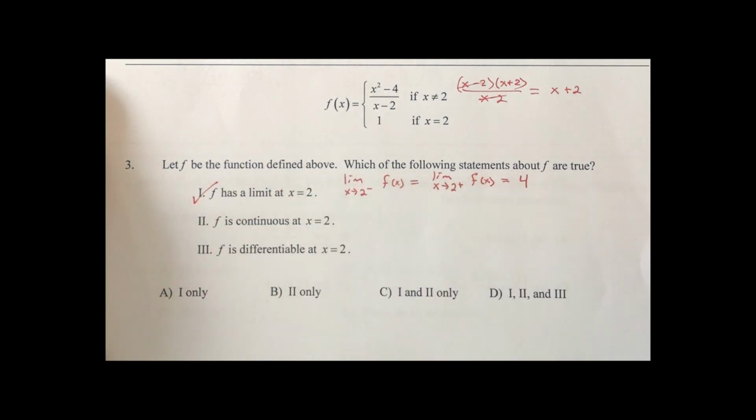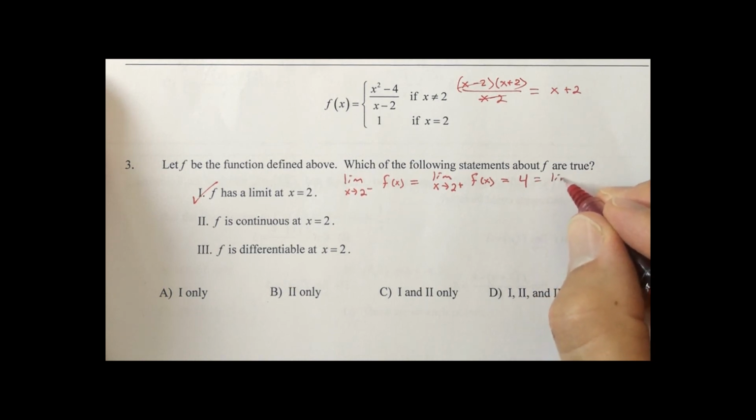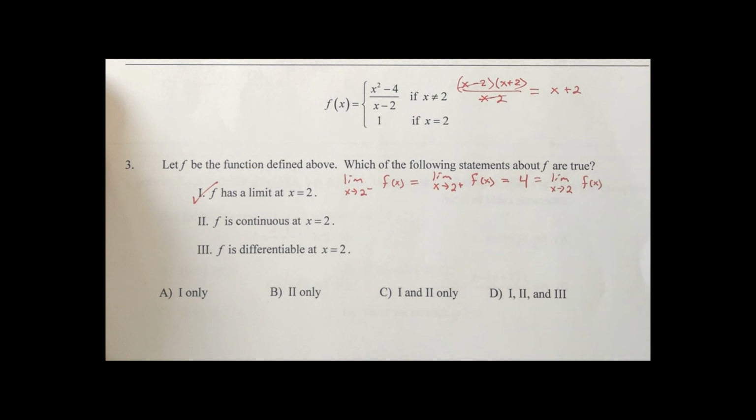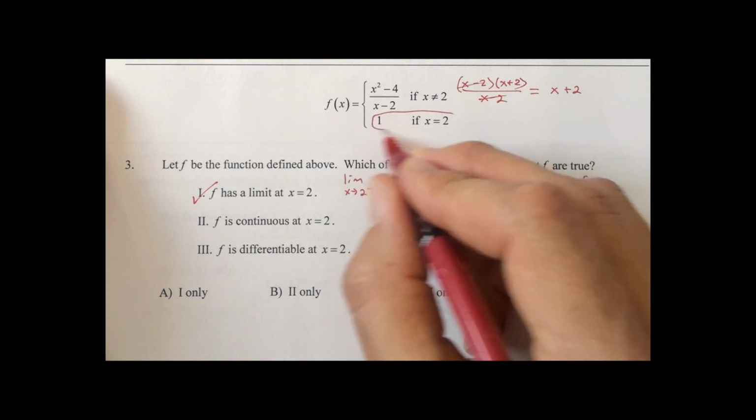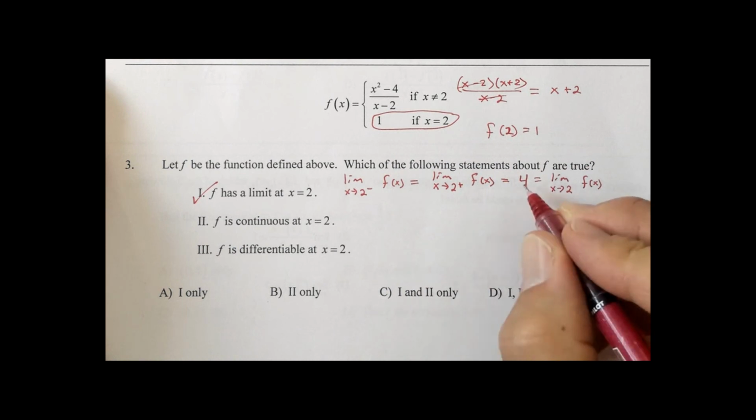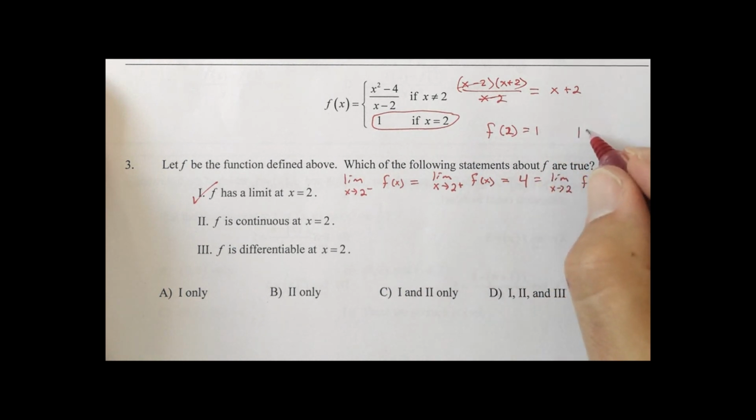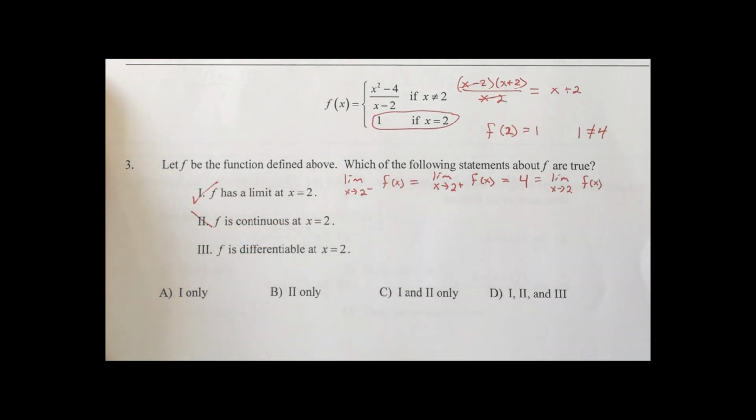So that is true. The limit is equal to 4 as x approaches 2. Since the left-hand and right-hand limits are both the same, we then need the function value to be equal to 4 as well in order for the function to be continuous. But we are told clearly right here that f of 2 is equal to 1. It's not 4, it's 1, and 1 does not equal 4, so therefore this one is false. We don't have the same value at the function as we do at the limit.